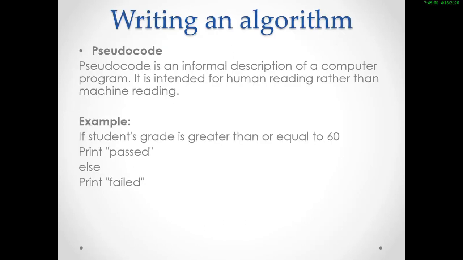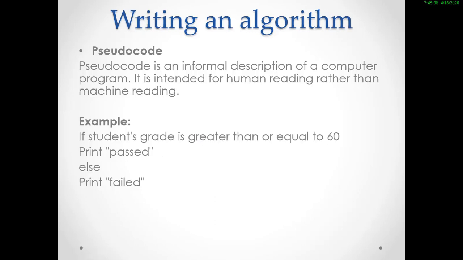There are two types of writing an algorithm. One is called pseudocode. Pseudocode looks like human language. It's intended for human reading. Example, this is one kind of pseudocode. So here it says, if student's grade is greater than or equal to 60, then print passed, else print failed.